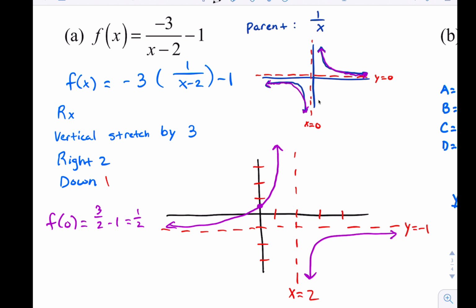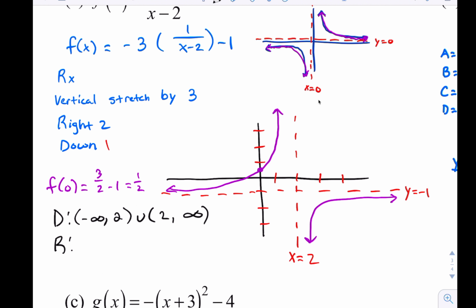Okay, so the domain for this graph, right? I can use everything but the vertical asymptote. So everything from negative infinity to 2, union with 2 to infinity. And then the range is I can use everything but the horizontal asymptote. So that's negative infinity to 1, and then 1 to infinity. All right? So just take your time when you're doing the 1 over x's, and you should be okay.